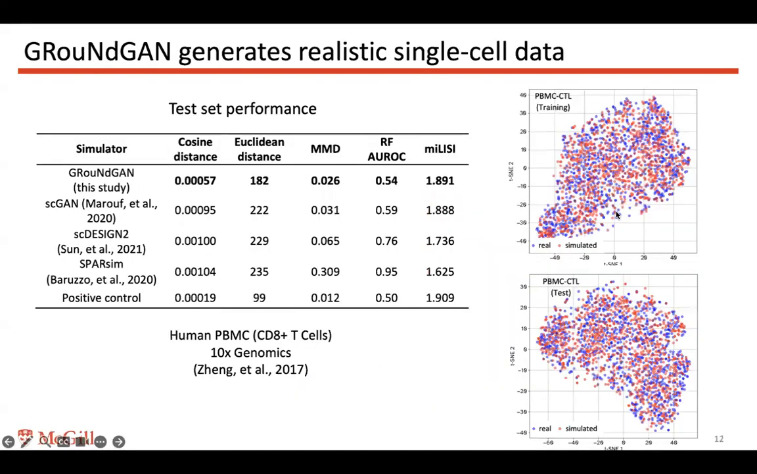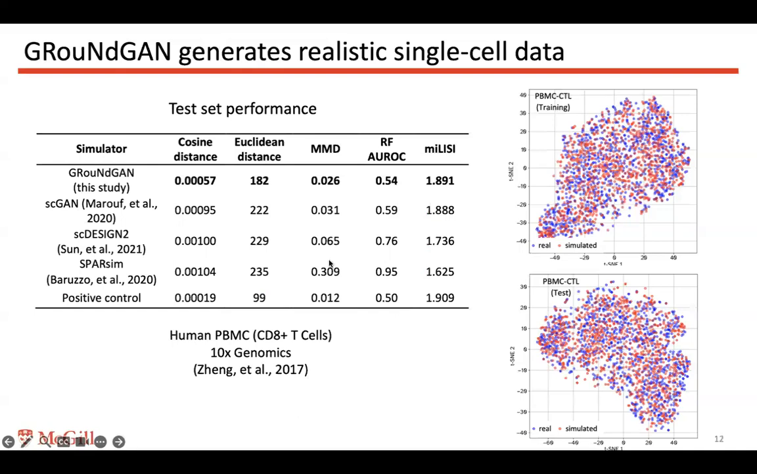When we compared how realistic our simulated data are to experimental data, we saw a high degree of similarity. And in fact, here you can see the t-SNE plots for a relatively homogeneous data set that has only one cell type. This is on the training data, and this is on the test data, where blue circles correspond to experimental samples and red ones are simulated data using ground GAN. And we see a good mixing of real and simulated samples.